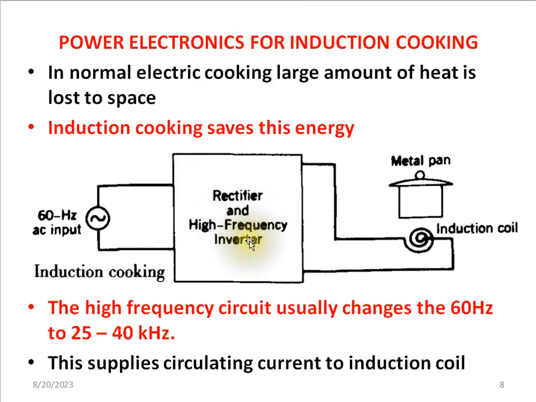And this is the circuit diagram. My AC supply from the 60 Hz or 50 is now delivered to a rectifier and high frequency inverter, just like the previous one I have just said. This high frequency has the ability of generating a very large amount of heat. And when this supply is connected to the induction coil, it will now be generating a large amount of heat.